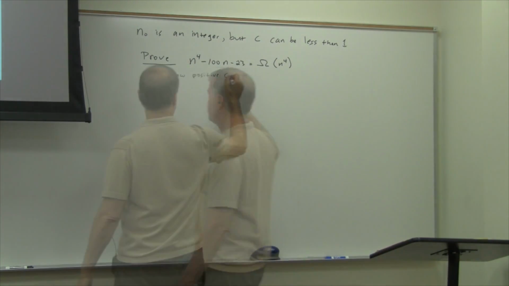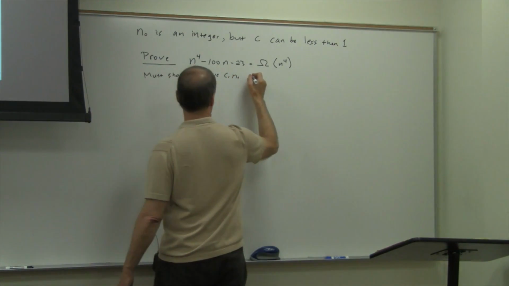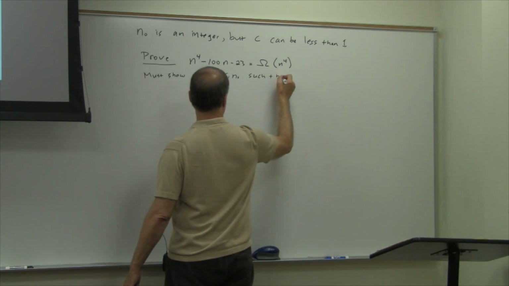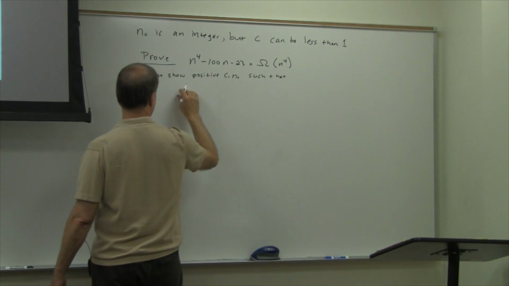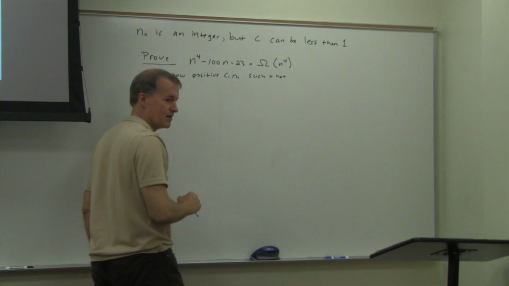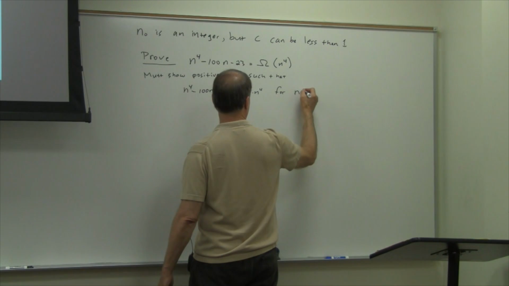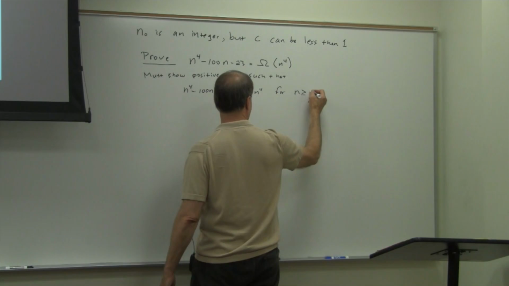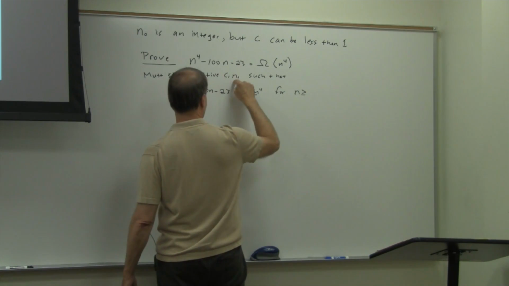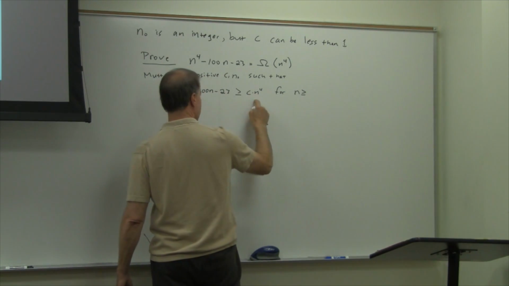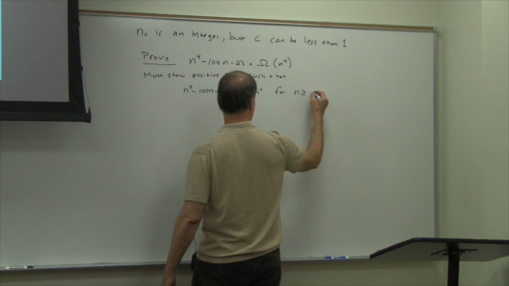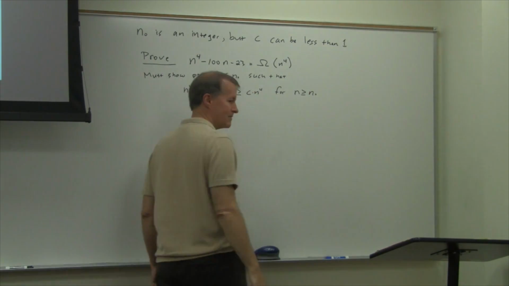Must show what? Positive c and n naught, such that what? And then what's the inequality we have to prove? Now, is this the upper bound or lower bound? It's a lower bound. In general, but for n greater than or equal to n naught, we have to show a c and an n naught such that this is greater than or equal to c times n to the 4th for n greater than or equal to n naught. Are we good?